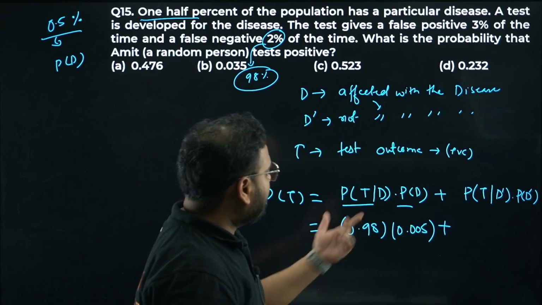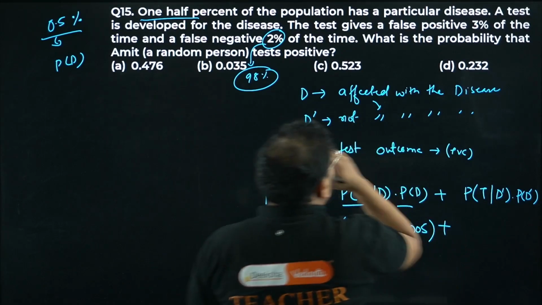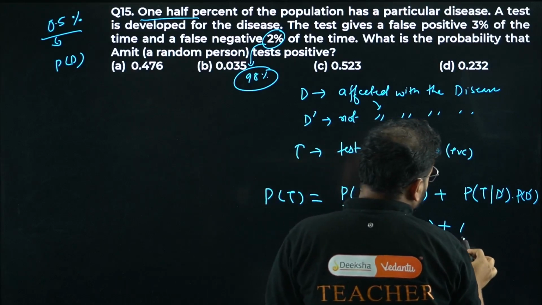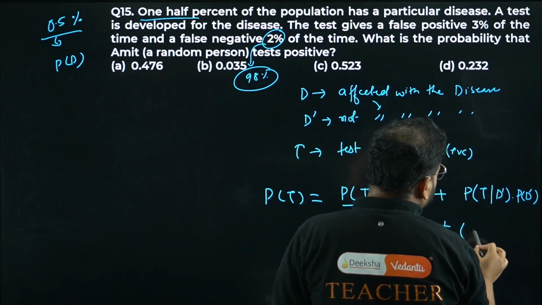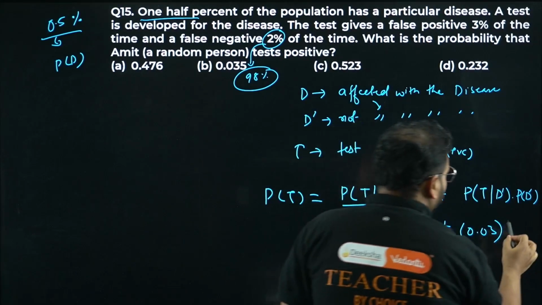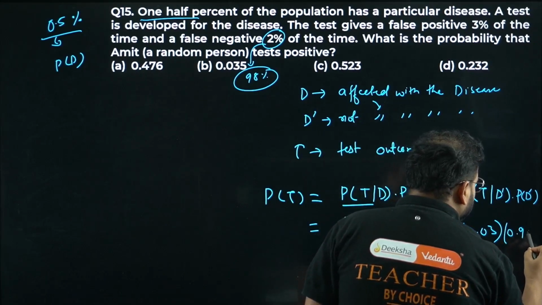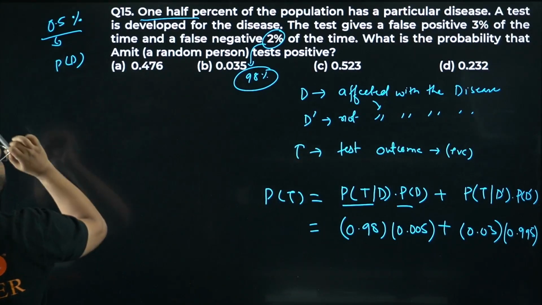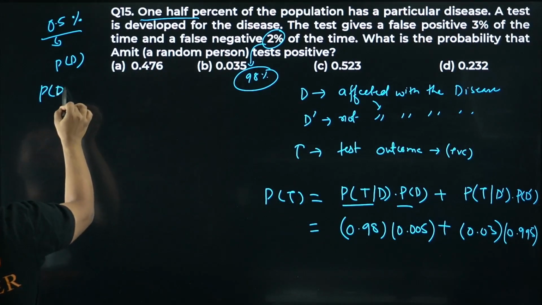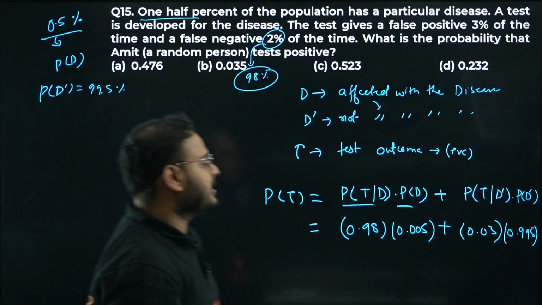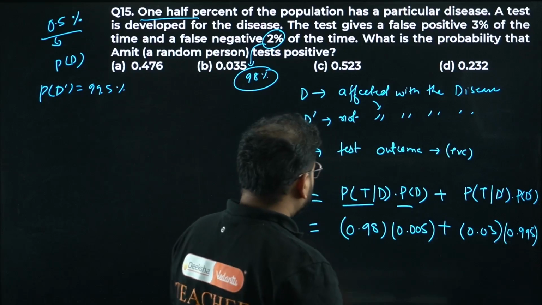Next, in the same way, P(T given D dash). We have a false positive of 3%, and we are looking for only positive, so 0.03 into P(D dash). How much will that be? If PD is 0.5%, the probability of the person not having the disease will be 99.5%, given as 0.995. Multiply and check the result.